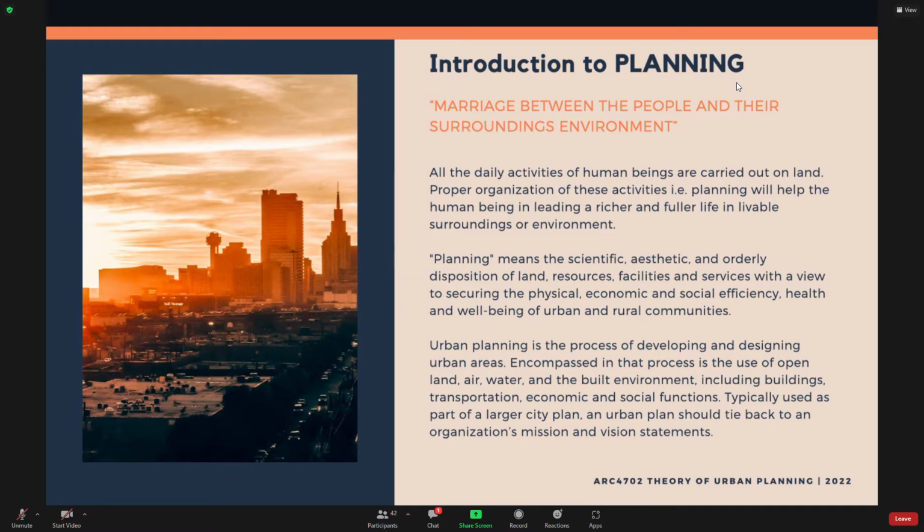This local authority knows their area better, so they should develop a plan that can tie back to their mission and vision. Every PBT or every local authority has a different mission and vision because their areas are different in terms of economic activities. So when we talk about urban planning, we are not only talking about physical development, physical planning or physical built-up areas, but we are also talking about social functions and economic.